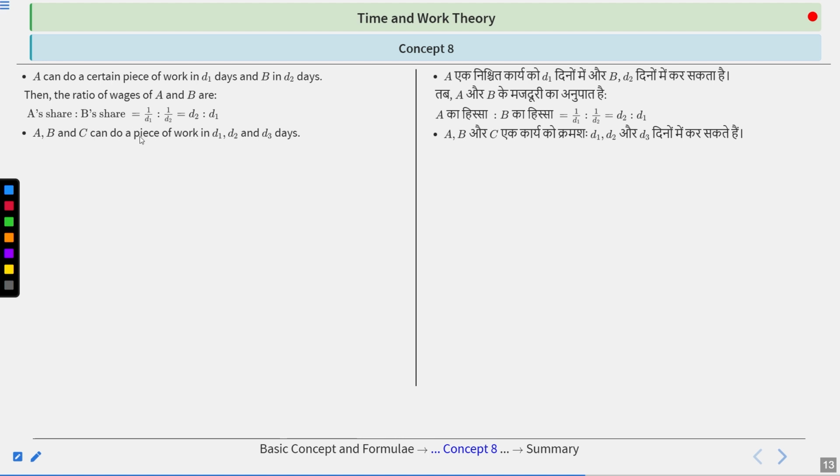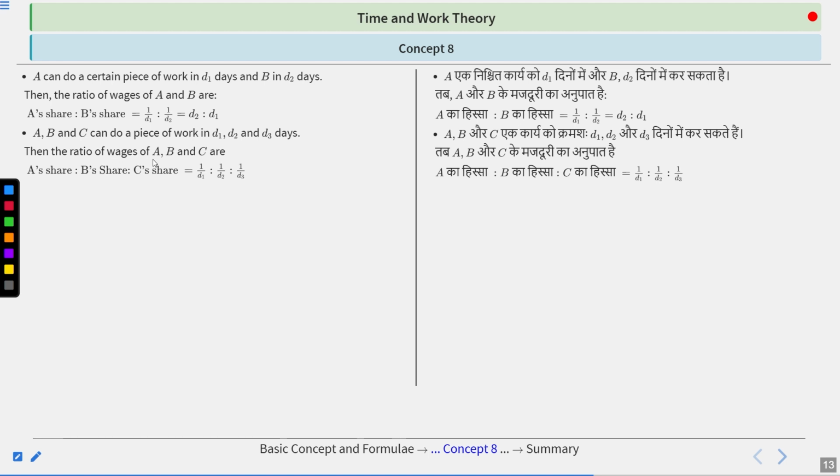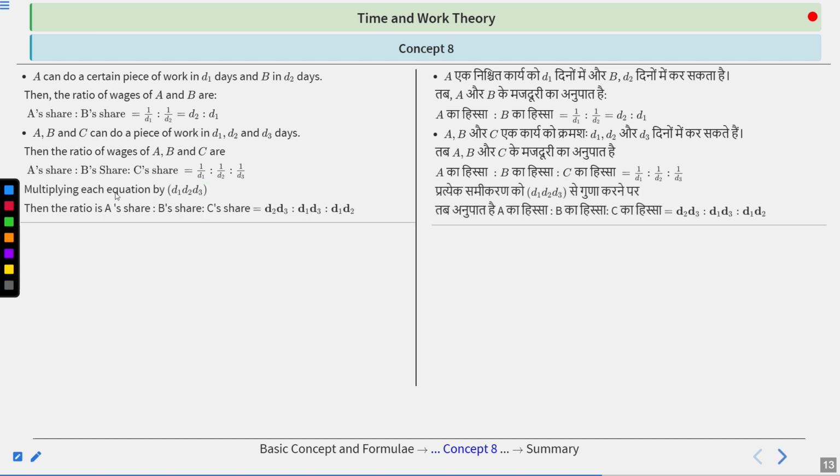A, B, and C can do a piece of work in D1, D2, and D3 days. Then the ratio of the wages of A, B, and C is A's share ratio B's share ratio C's share. So how can we write it? 1 upon D1, ratio 1 upon D2, ratio 1 upon D3. So we will take the LCM and solve it. Multiplying each term by D1 D2 D3, the ratio of A's share, B's share, C's share becomes D2 into D3 ratio D1 into D3 ratio D1 into D2.